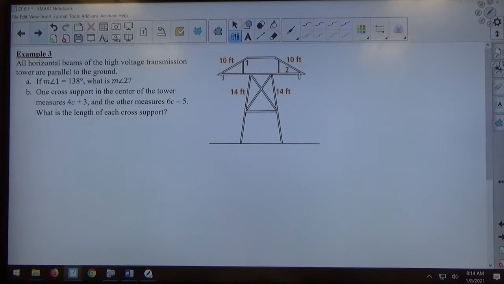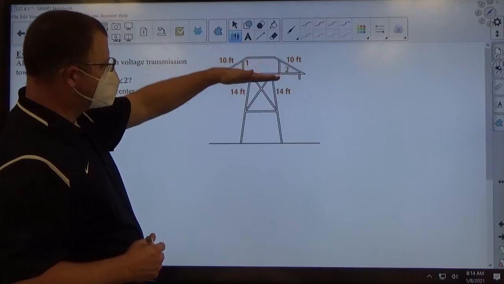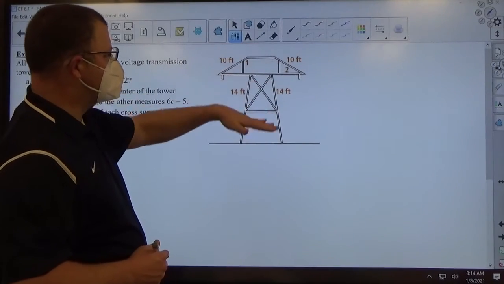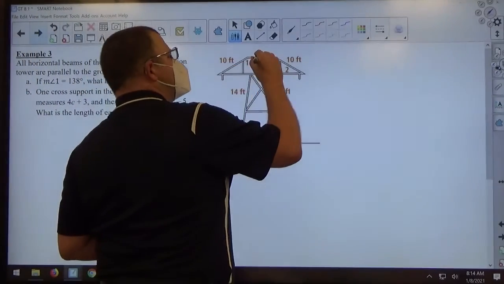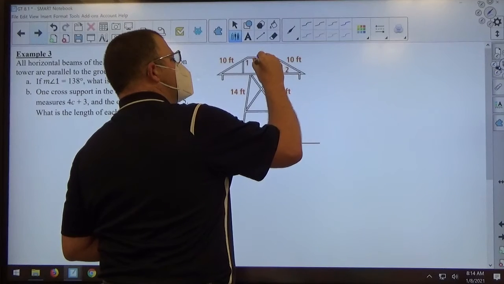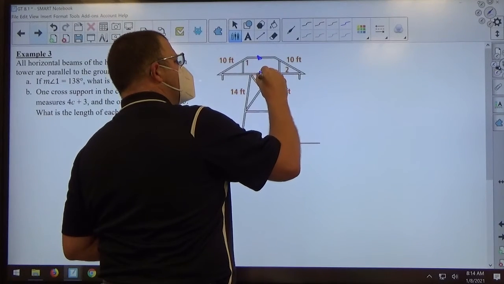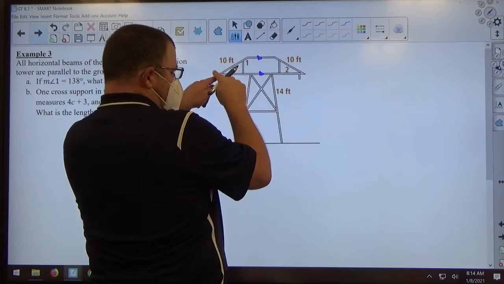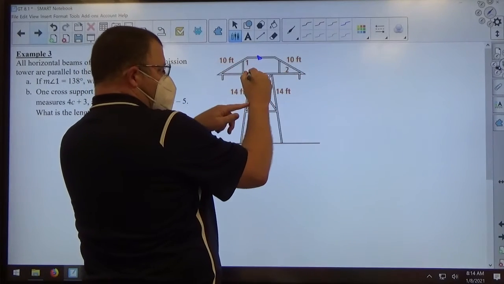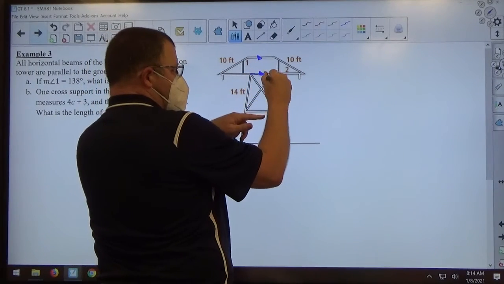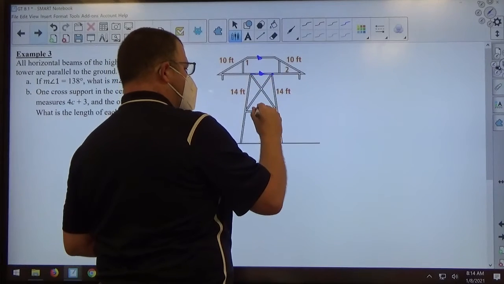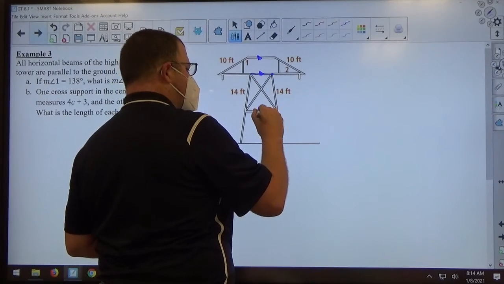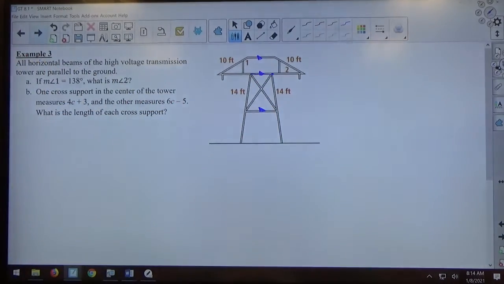All horizontal beams of the high voltage transmission tower are parallel to the ground. So, this one, this one, this one are all parallel to the ground, which means they're all parallel to each other. So, this parallel to this, which this is the base of the top trapezoid, and from here to here is the base of the bottom trapezoid. But they're both parallel because they're on the same line segment.